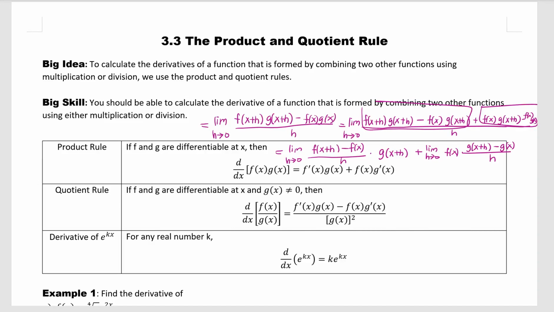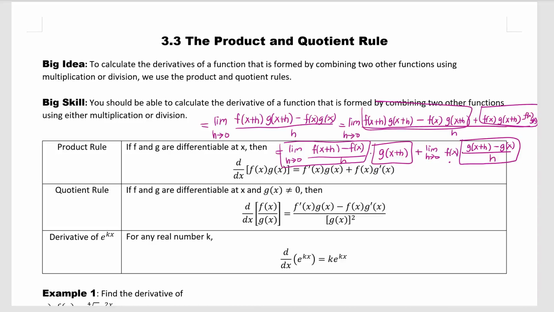Now when we let h go to 0, this guy is actually f prime of x. And when we let h go to 0, this guy is g of x. And this guy is f of x. And this guy is g prime of x. So that's why we get the product rule formula: f prime times g plus f times g prime. So the derivative of the first guy times the second guy plus the first guy times the derivative of the second guy.